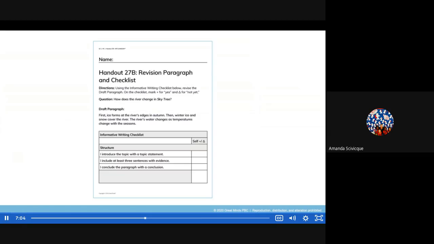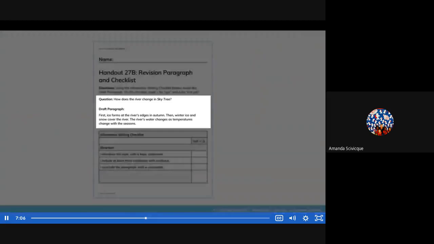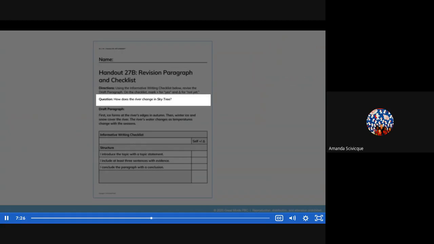Here's a chance for us to help another writer. Let's take a look at the question that the writer needed to answer, and then we'll also review the draft paragraph together. We're going to look for what was included in the paragraph and also what is missing or what is not there yet. Let's take a look at the question that the writer answered. Read the question to yourself, and then we'll read it together.